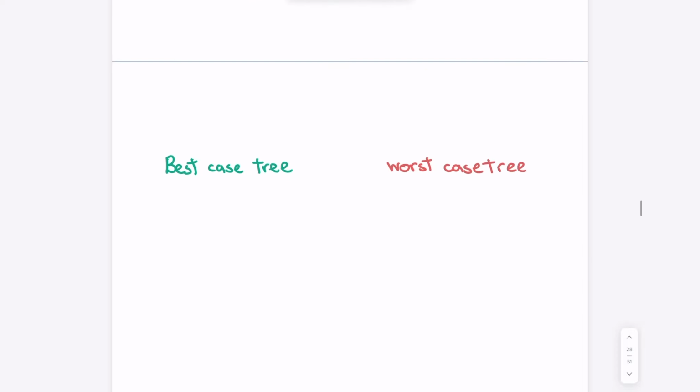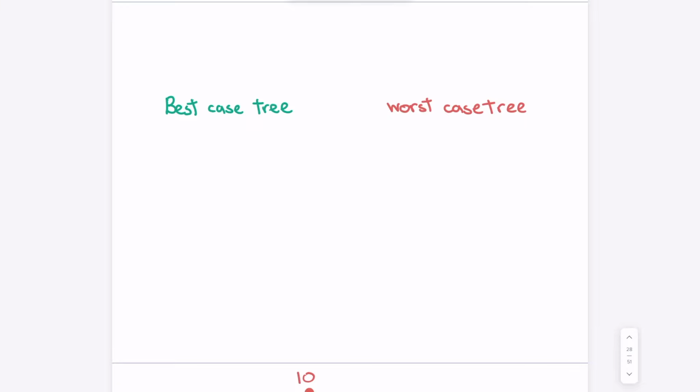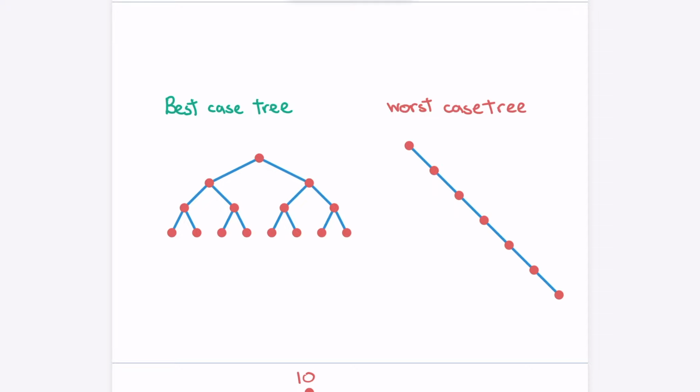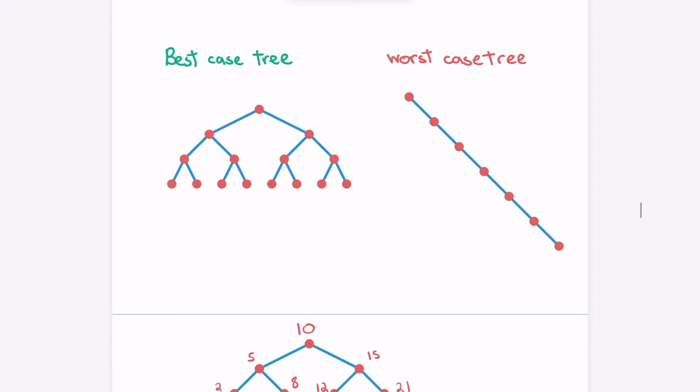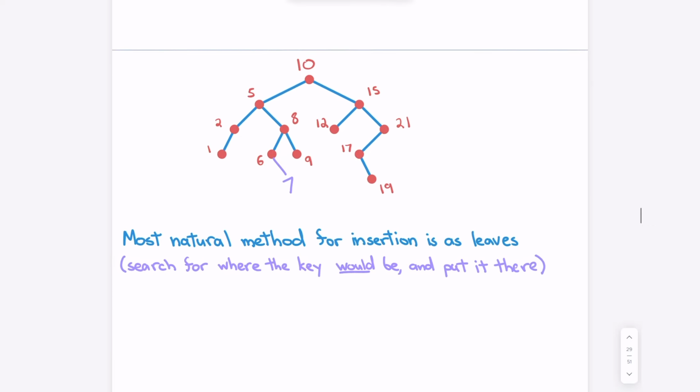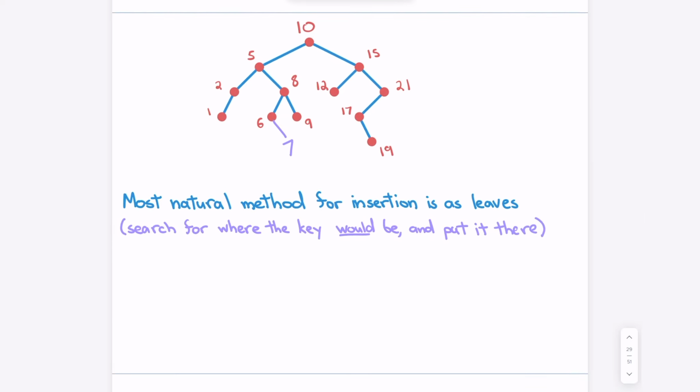So what would be a really good tree? Something that's totally balanced. What would be a really bad tree? Something like this. Now, when you're maintaining a binary search tree, clearly the easiest way to insert something is to go find where it should be and just put it there as a leaf. So that seems like, okay, I can code this. This seems like the obvious thing to do.